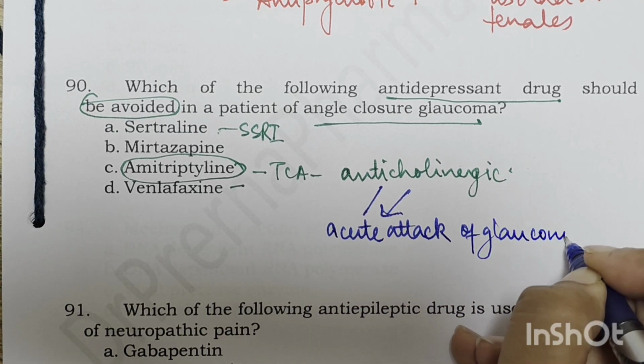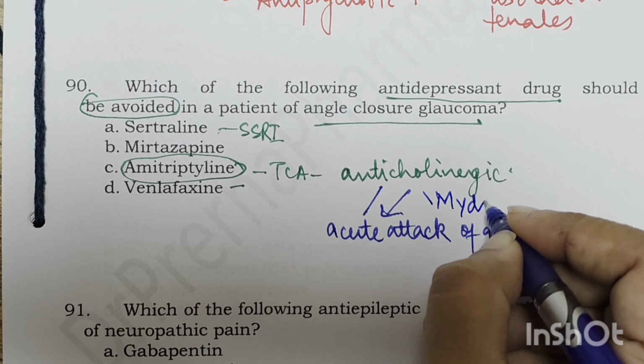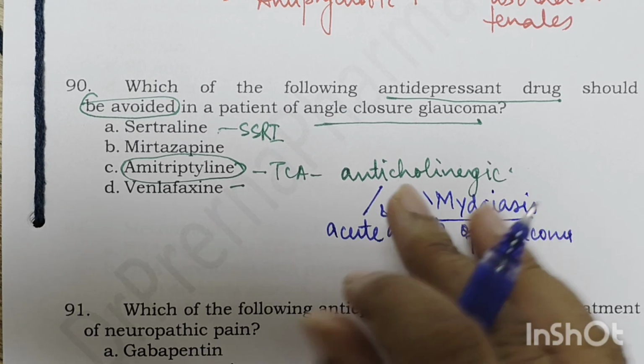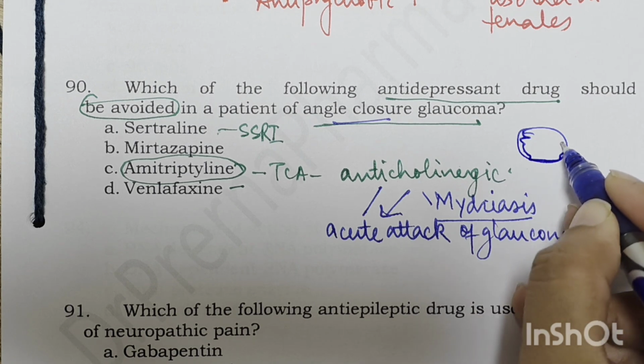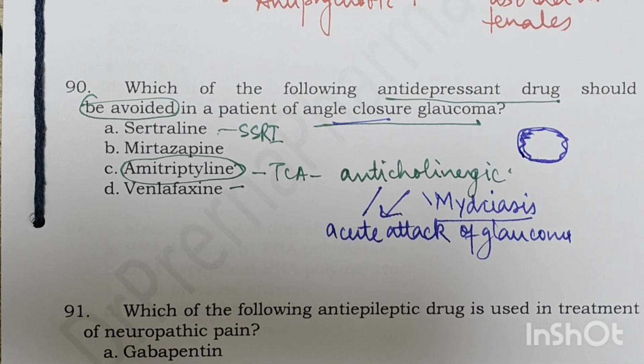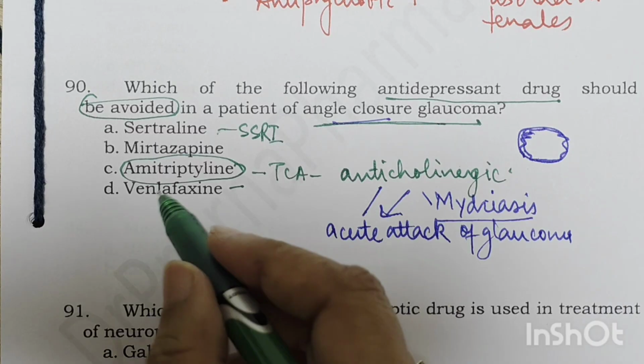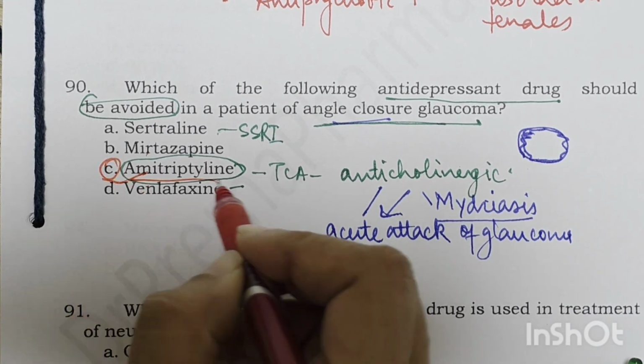Because anticholinergics cause mydriasis, and by causing mydriasis in angle closure glaucoma, the iris will accumulate near the angle and will result in an acute attack. So it has to be avoided in angle closure glaucoma. The right answer here is amitriptyline.